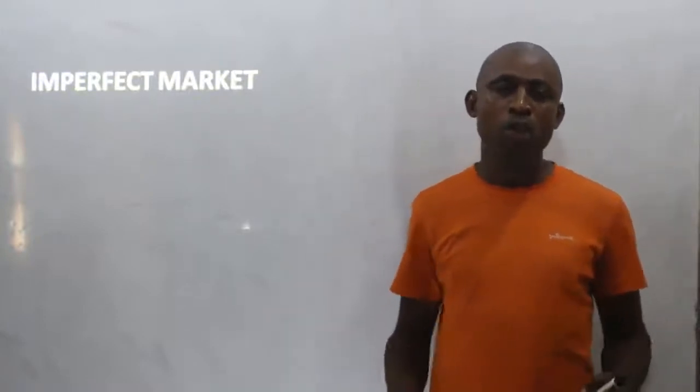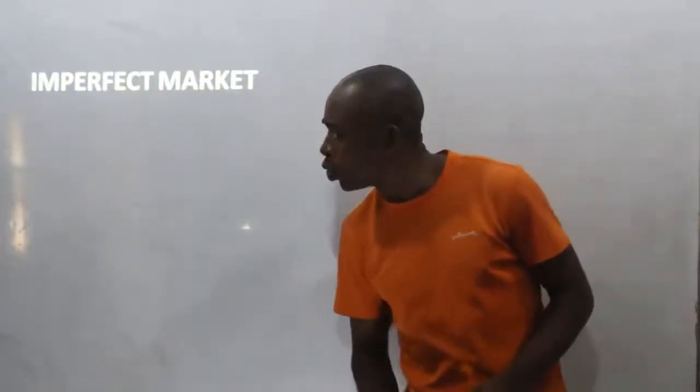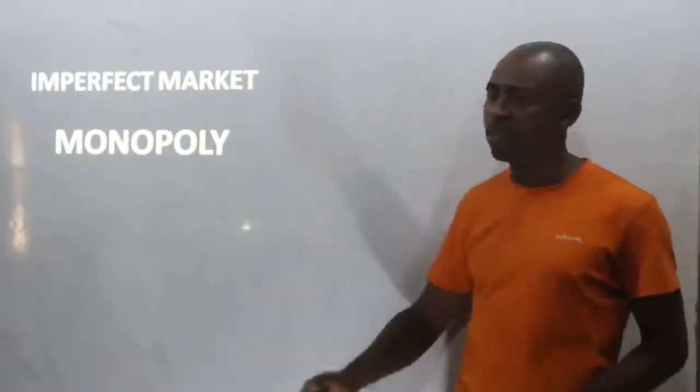We are going to continue from where we stopped last time. Last time we stopped at perfect market. We studied perfect competition. This time around, we'll go into imperfect market. And the first imperfect market we are going to discuss today is monopoly. What is monopoly?